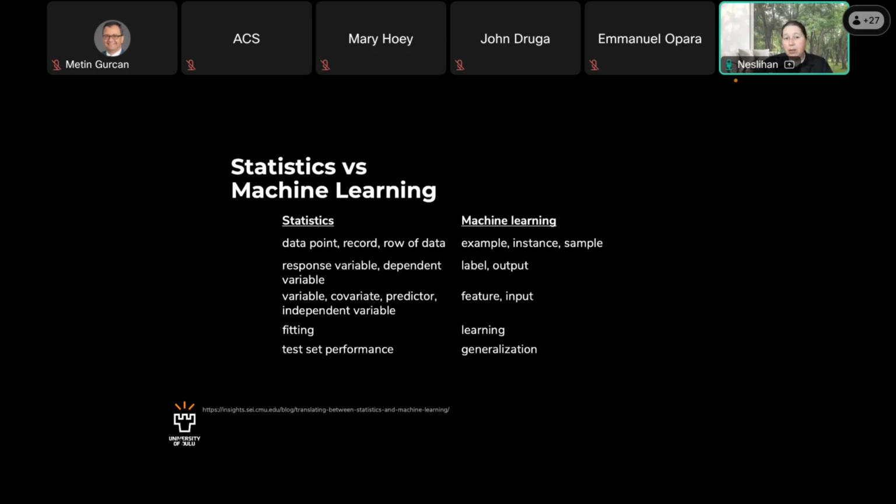And lastly, what I noticed is that machine learning people and statisticians speak quite different languages. They use different terminology for the exact same thing. So here are a few examples. In statistics, data point means sample in machine learning, or response variable means label, output, or target in machine learning. And variable, covariate, predictor, independent variable in statistics corresponds to feature or input in machine learning. Similarly, fitting corresponds to learning. Test set performance corresponds to generalization.